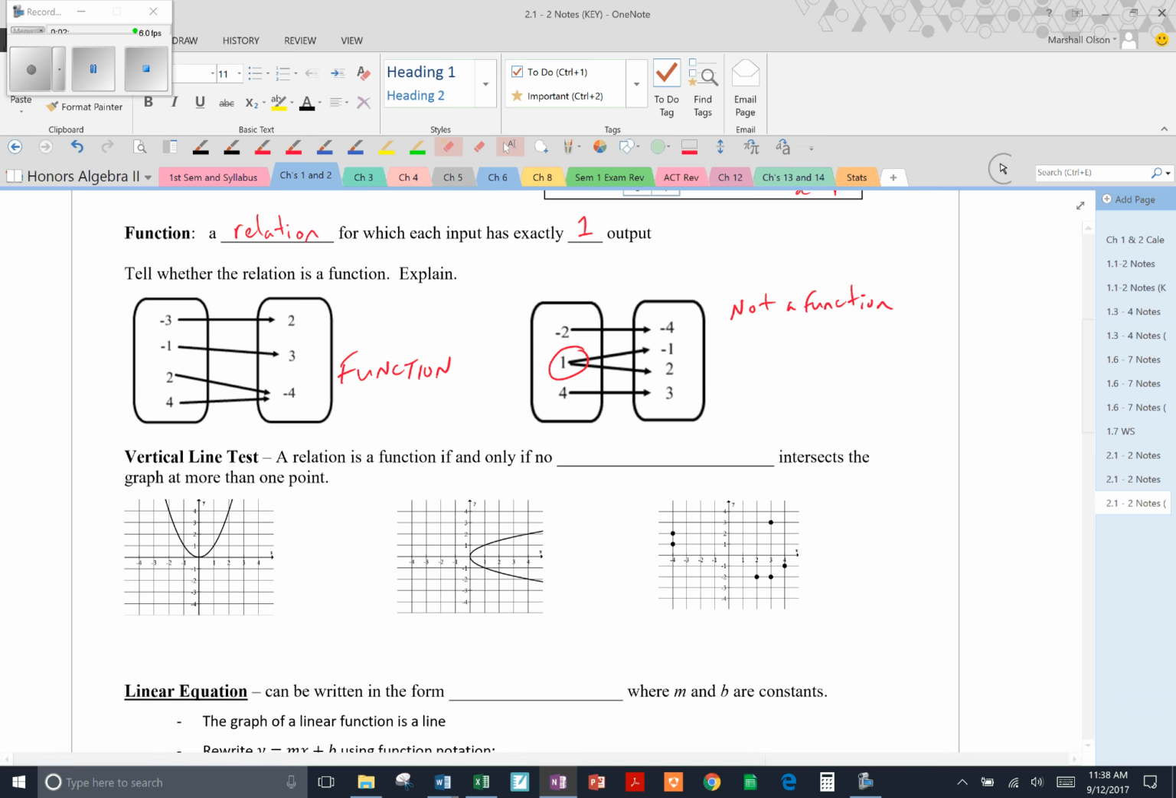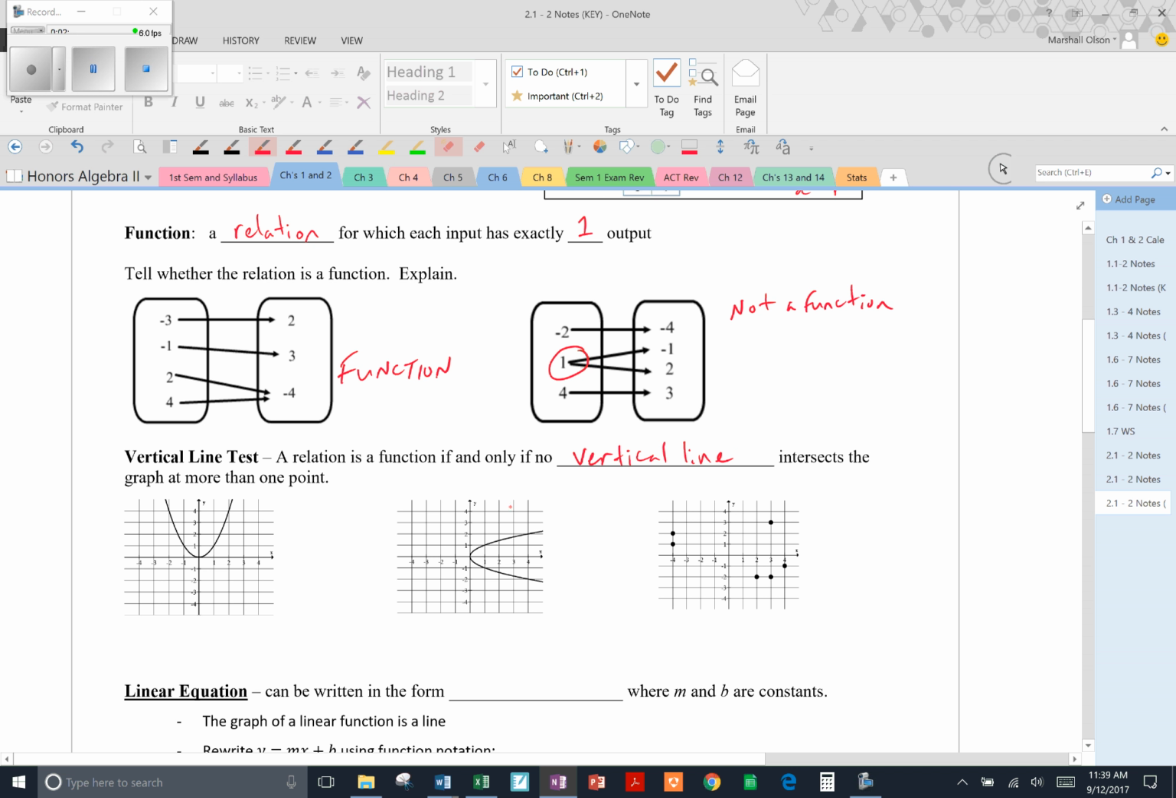Another way to test if a relation is a function graphically is with a vertical line test. When you are performing the vertical line test, you're making sure that a vertical line will intersect the graph at no more than 1 point. So anywhere on the graph, if you can draw a vertical line, if it passes through more than 1 point, it is not a function.